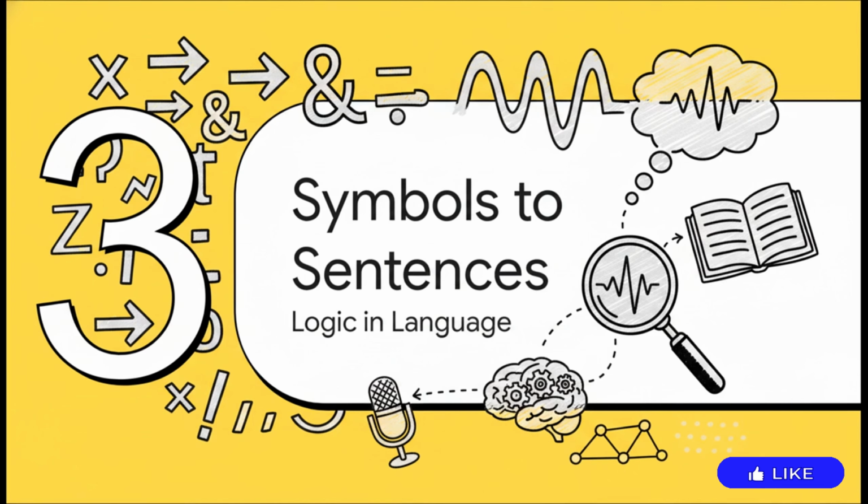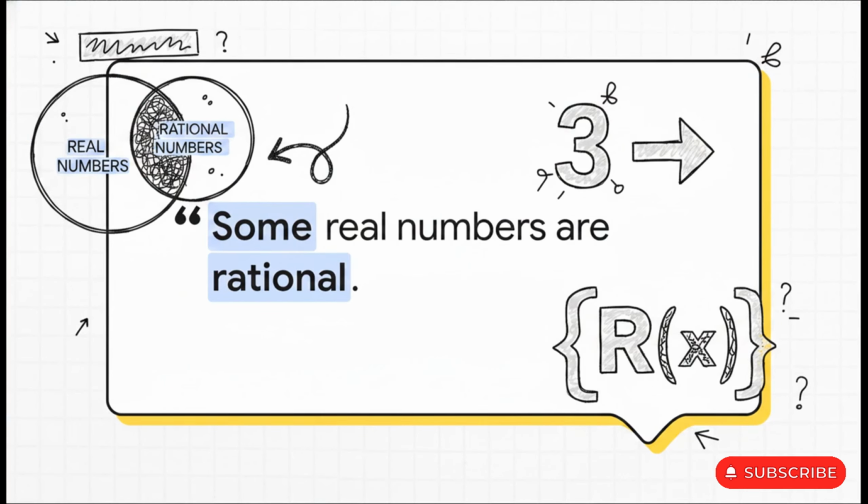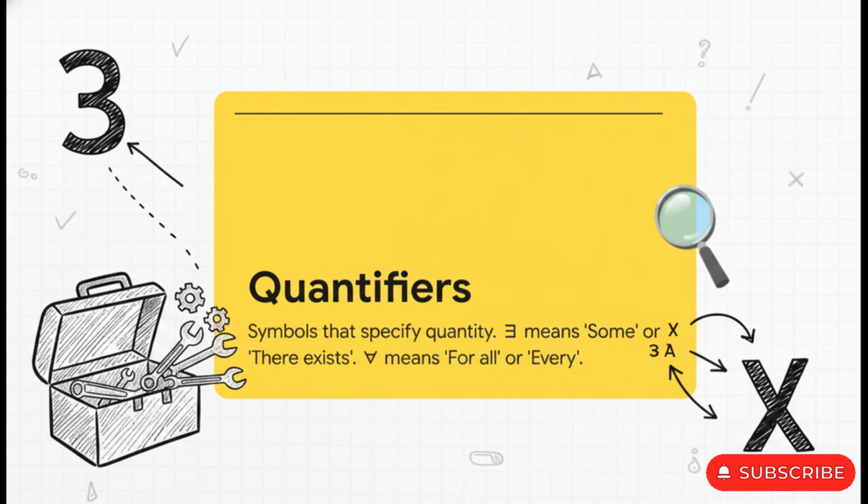But logic isn't just some abstract game we play with symbols. These rules are actually incredibly powerful for making everyday language super precise. Let's try to translate a simple sentence and see how it works. Okay, how about this sentence? Some real numbers are rational. Seems pretty simple, right? But how could we write this using the language of logic so there's absolutely zero room for misinterpretation? To pull this off, we need a couple of new tools.